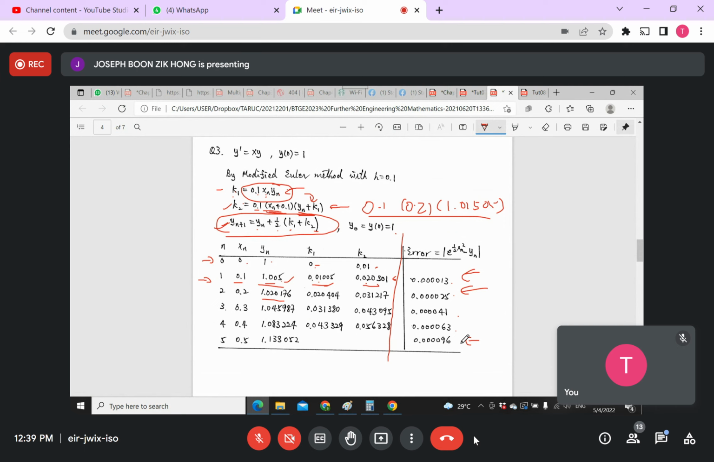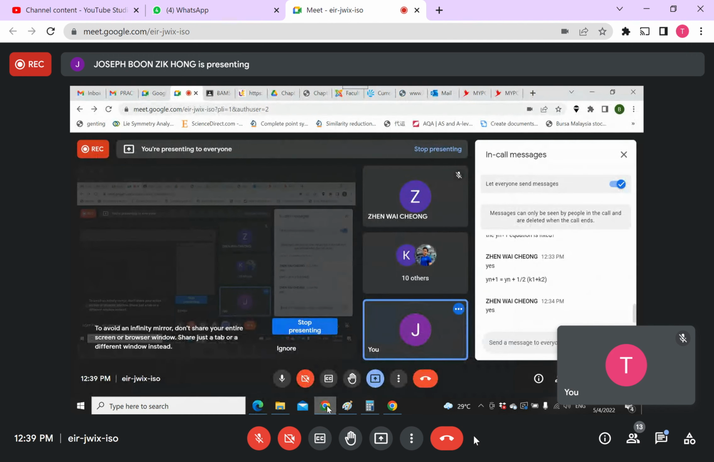So this is called error. Error means we try to compare with the real number. We compare to the exact number, so you will see the difference. Any questions for this error? If no, I want to proceed again to the Runge-Kutta. Any questions?